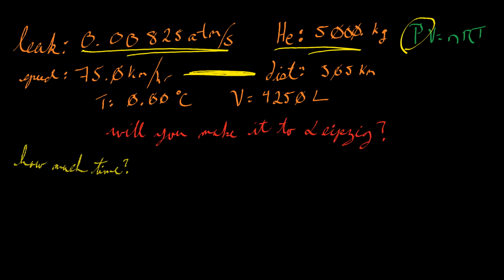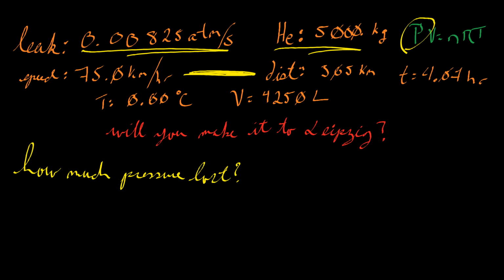So let's just go ahead and find out how much time that will take. 305 kilometers divided by the speed it's traveling at, or multiplied by 1 over the speed. So that's 305 kilometers divided by 75 kilometers per hour, which is going to get us 4.07 hours. Let's remember our sig figs there. We'll also be recording up in the upper right how much time it's going to take, 4.07 hours, and then we'll find out how much pressure we are going to lose over those 4.07 hours.